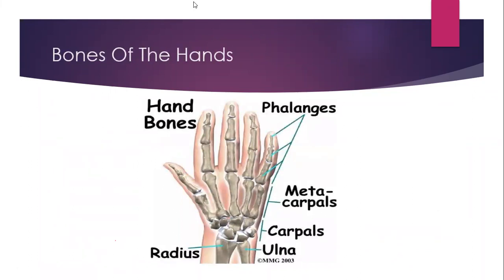So we have just touched on this. With your hands, it's pretty much exactly the same, just a little bit of different spellings. So we've got phalanges in our feet and in our hands. These are our toes and our fingers. Then you've got your metacarpals, which are the long bones in the middle of your hand.